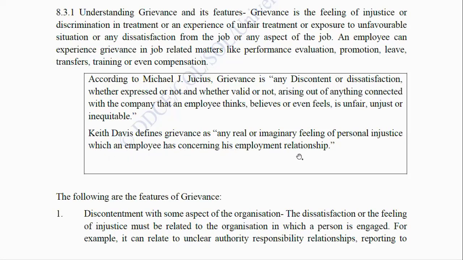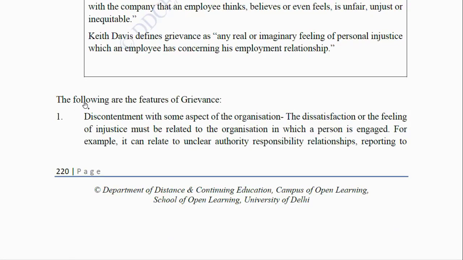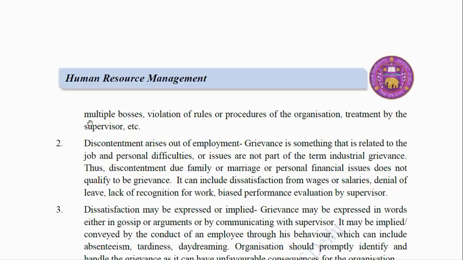The following are the features of grievance. Number one, discontentment with some aspects of the organization. The dissatisfaction or the feeling of injustice must be related to the organization in which a person is engaged. For example, it can relate to unclear authority responsibility relationships, reporting to multiple bosses, violation of rules and procedures of the organization, treatment by the supervisor, etc.